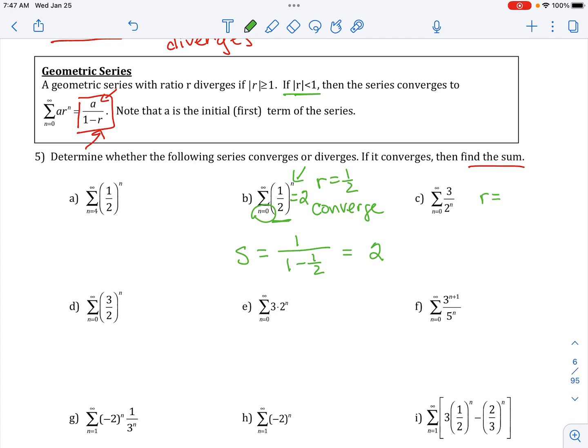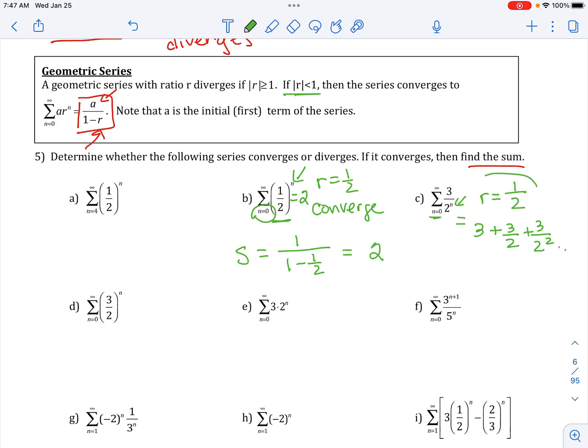Okay, this one here, same idea. Your R value is whatever is being raised to the nth power. Notice it is only the 2 on the bottom, so your R is still 1/2. That 3 is not changing, okay? If you want to write out the first couple terms to see what happens, look what happens. Your first term is 3, as I plug in 0. Then your second term is 3 over 2. Notice the 3 stays the same, right? All you're doing is multiplying by 1/2 every time.